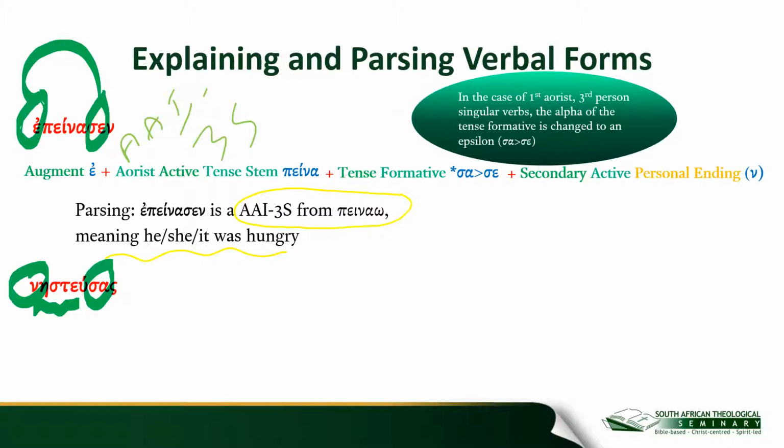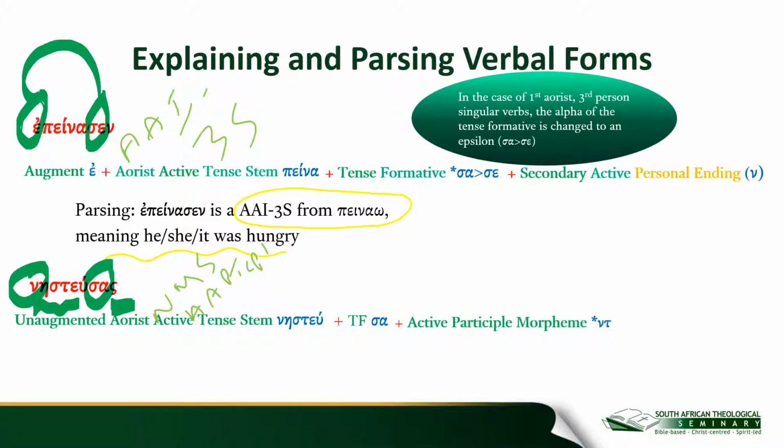The sigma case ending, again, tells us that this must be a nominative masculine singular aorist active participle. If you are asked to explain its morphology, you will again start with the unaugmented aorist active tense stem. Added to that is the tense formative sigma alpha, plus then the active participle morpheme, nt.